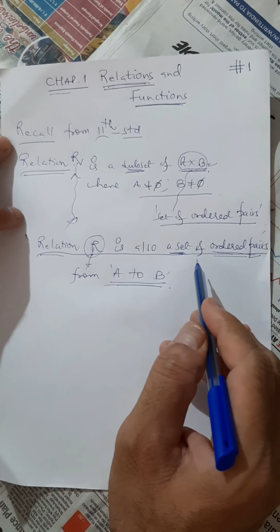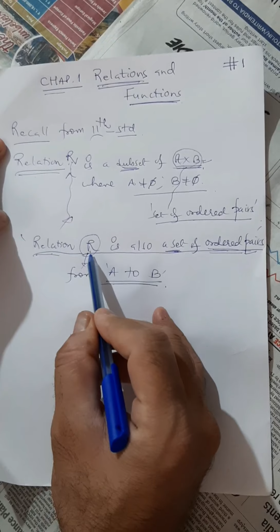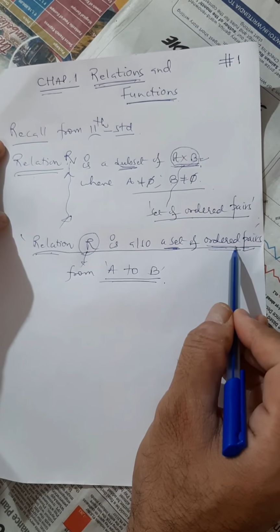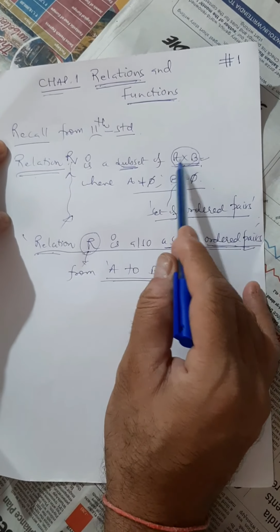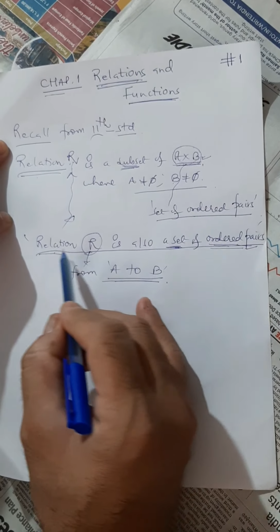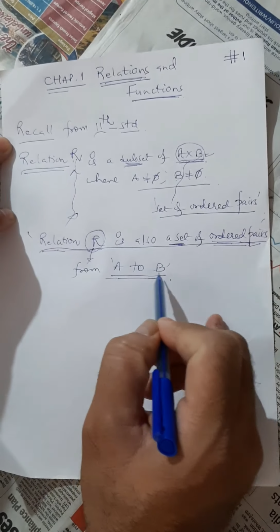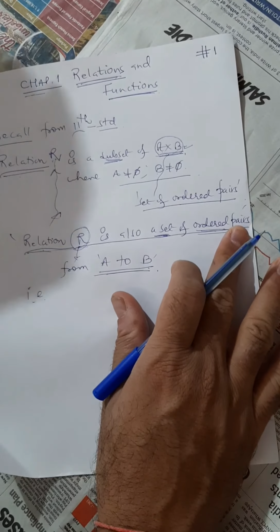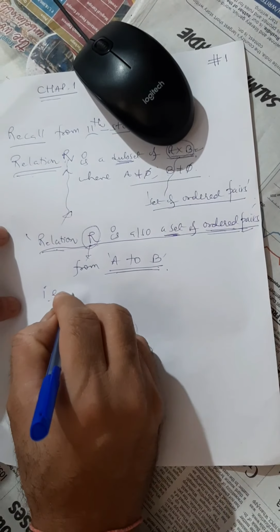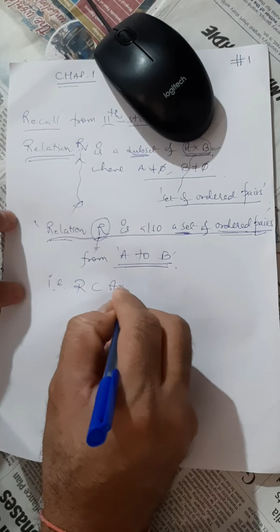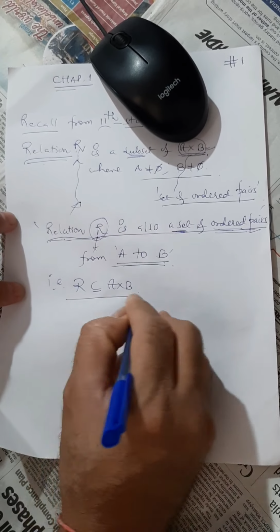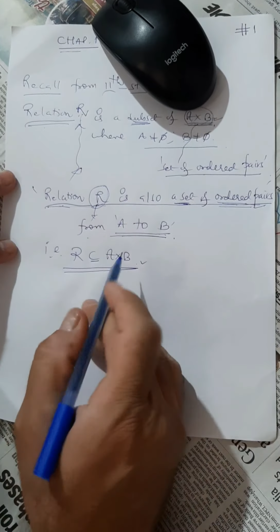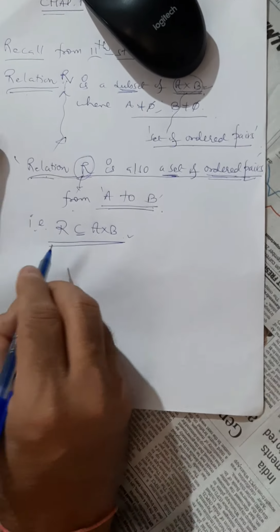So precisely, when we say that relation R is a set of ordered pairs of A cross B, and usually such a relation is called R from A to B. That is, if I just write in a single line, I can say that R is a subset of A cross B. It can be equal also. This is the precise meaning of relation from A to B. This much we know from 11th standard.